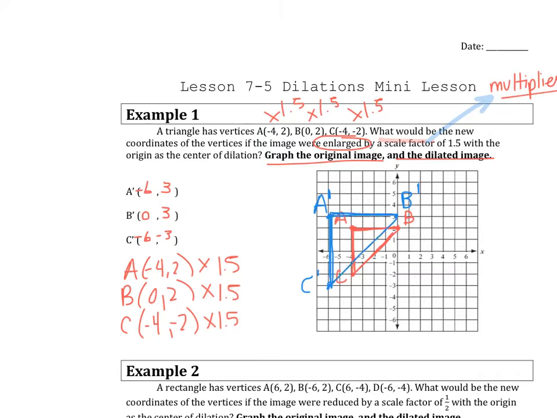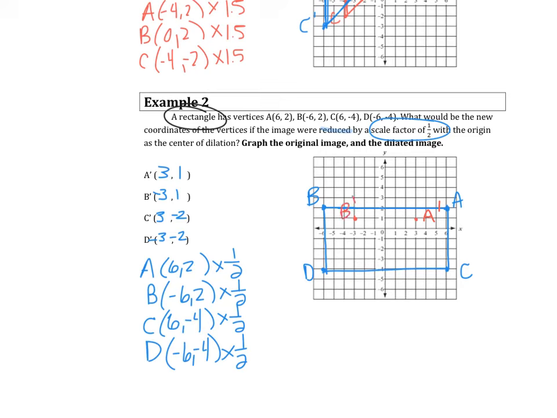Now we're going to graph the one that should be cut in half. Now remember, it's proportionally cut in half. So it truly isn't going to be half in size. All of the proportions of it are going to be half. So it's going to be at 3, 1. That's the new A. Negative 3, 1. New B. 3, negative 2. That's the new C. And negative 3, negative 2. New D.